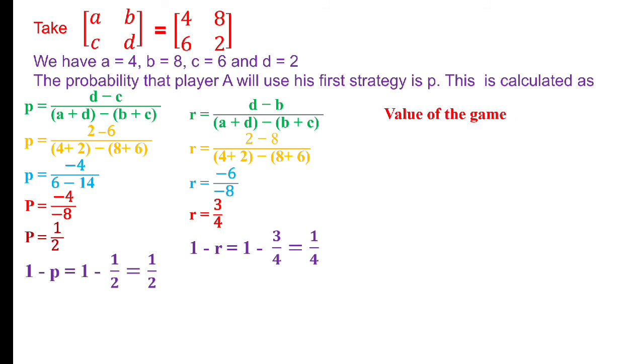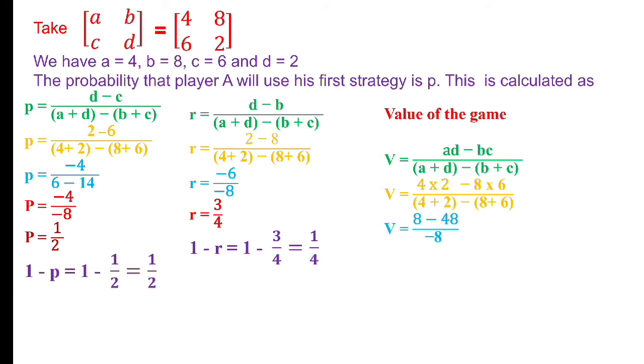Then the value of the game formula: (AD minus BC) divided by (A plus D minus B plus C). Then substitute the values of A, B, C, D. A into D: 4 into 2 minus 8 into 6, divided by 4 plus 2 minus 8 plus 6. Then 4 into 2 is 8, 8 into 6 is 48. So 8 minus 48 divided by minus 8, so minus 40 divided by minus 8. Simplify, we'll get V equal to 5. This is also a positive value.